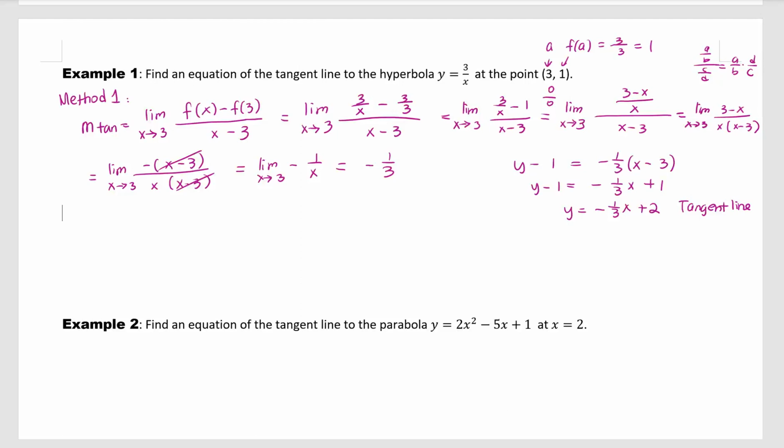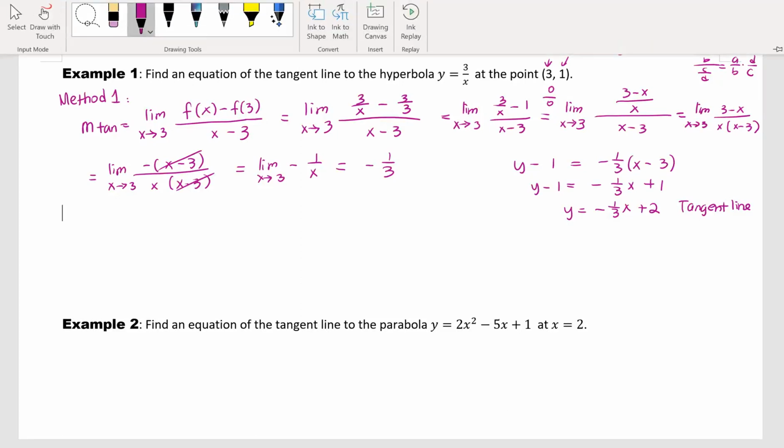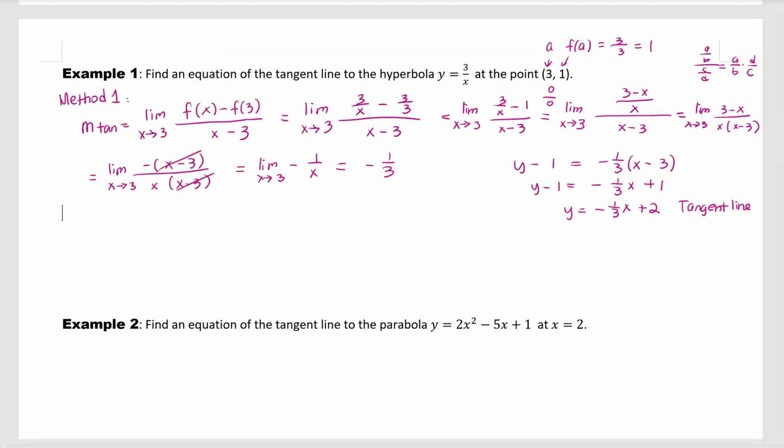Okay, so this is the first method for finding the slope. We have a second method. Okay, second expression. m tangent is the limit as h goes to 0 of f of a plus h minus f of a, all over h. Okay, so this is the formula.